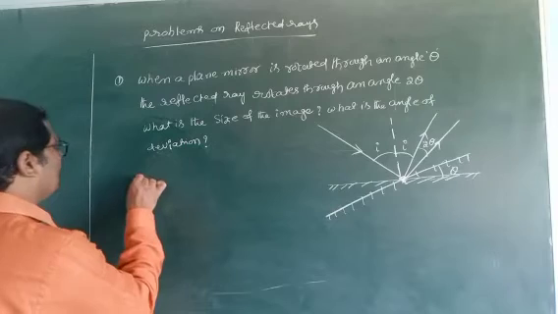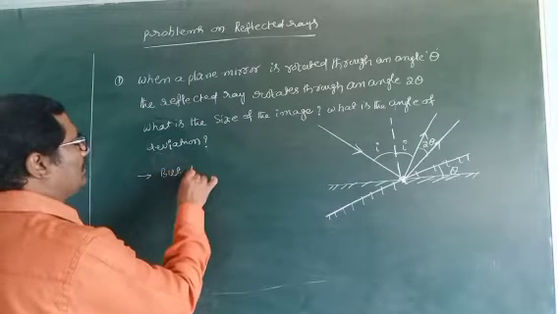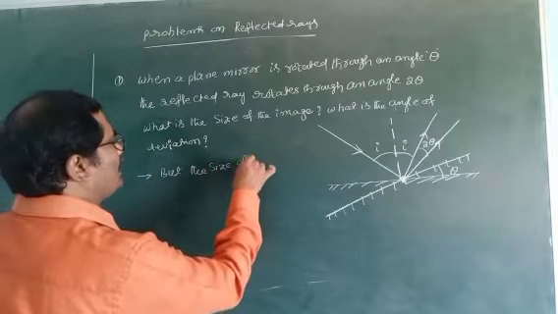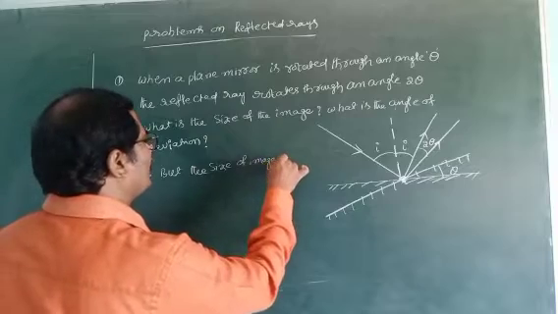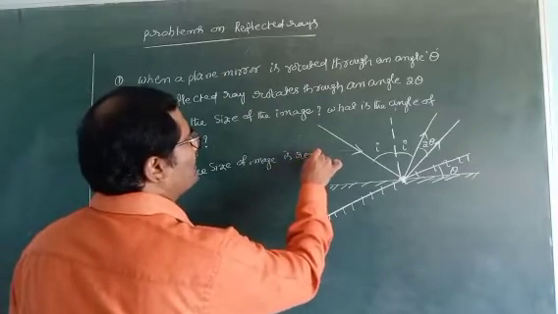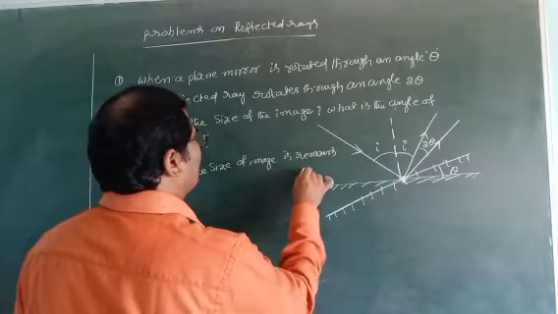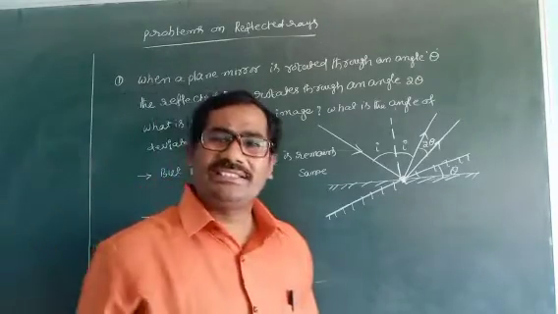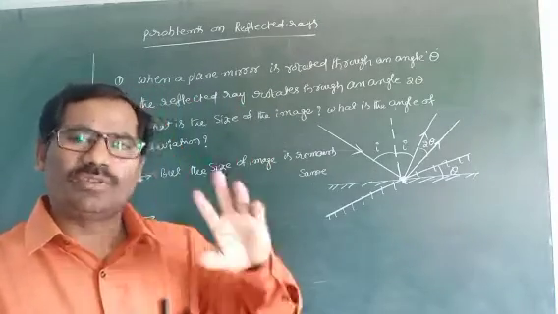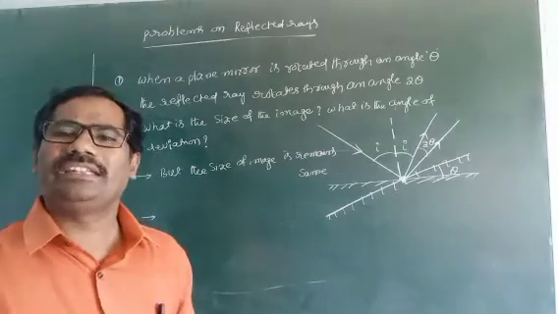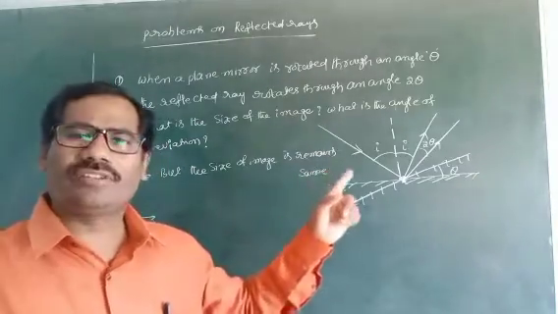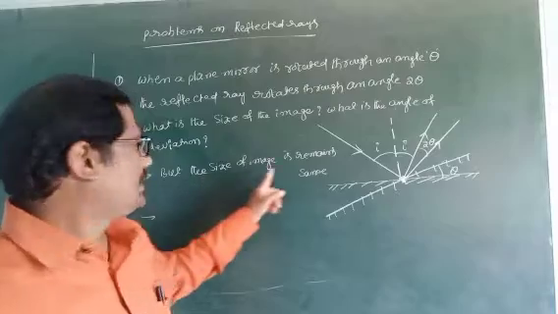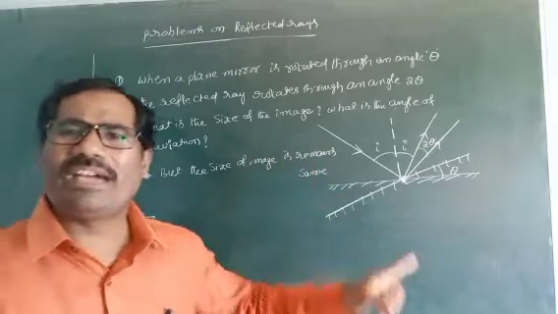That is the answer to the first question: the size of the image remains the same, there is no change. That means it is independent of the angle of rotation of the mirror.